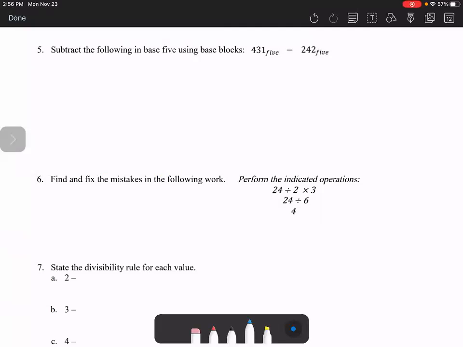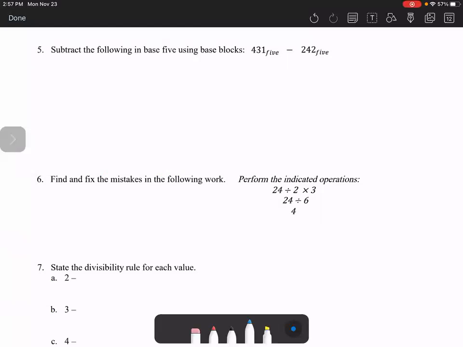So for number 5, we're subtracting in base 5 using base blocks. Sorry, I should also say you should be able to do all of these processes and also explain all of these processes. We've had a lot of questions throughout the first 3 exams that say, explain how to do this process, right? Explain how to subtract using base blocks. So you should not only be able to do these operations with a specific example, but also write them out in sentences to explain to someone else how to do them. Okay.